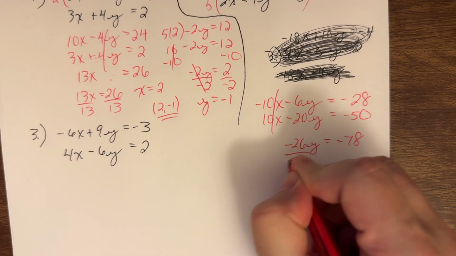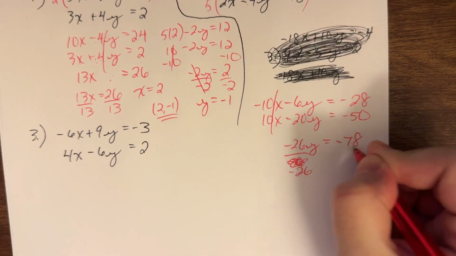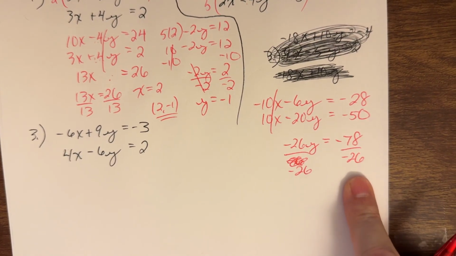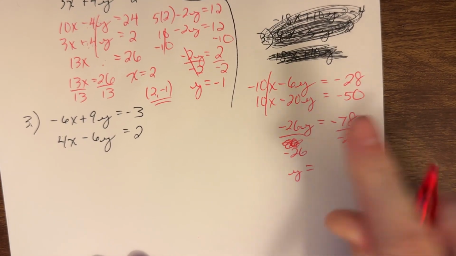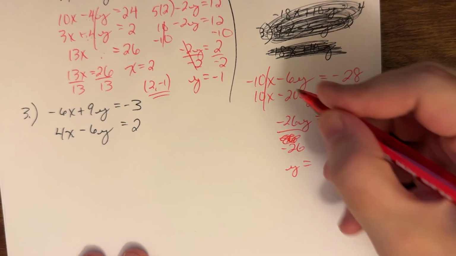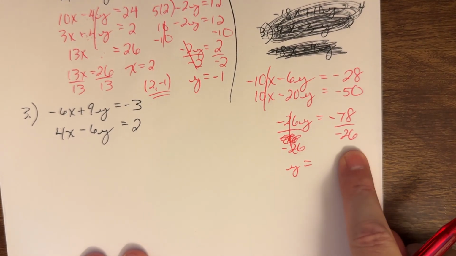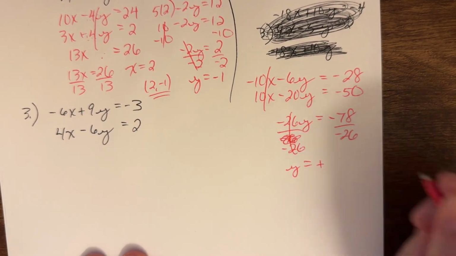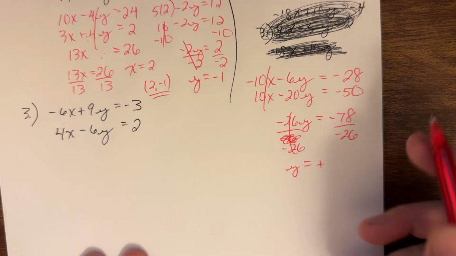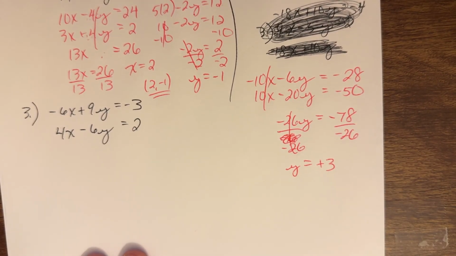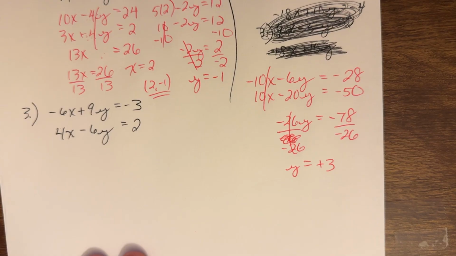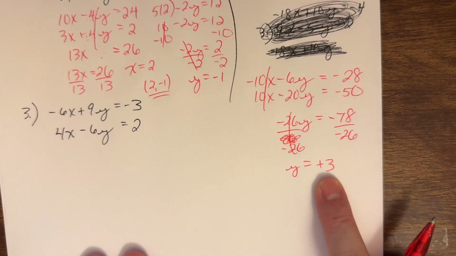Divide both sides by -26. Still get my y. That's all that's left on the left as these cancel. Over here, well, a negative over negative is a positive. Looks ugly, but when you actually divide it, that's just a nice clean 3. We got y is 3.